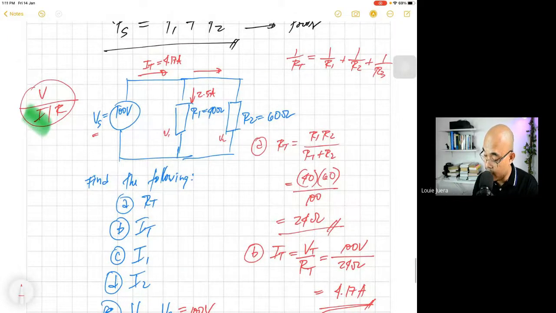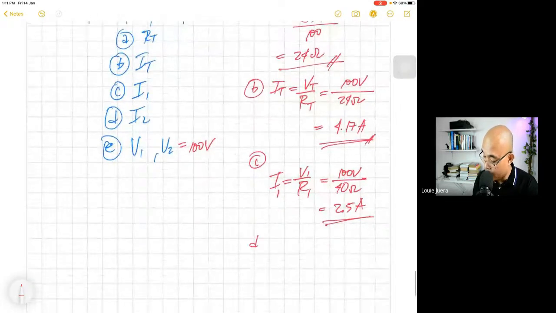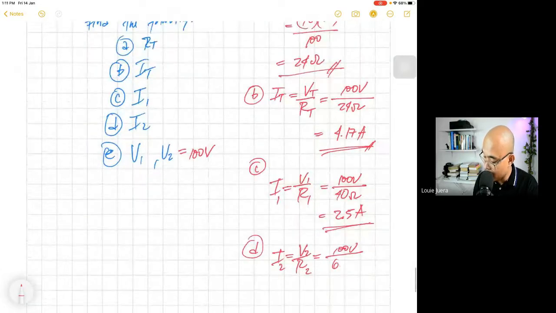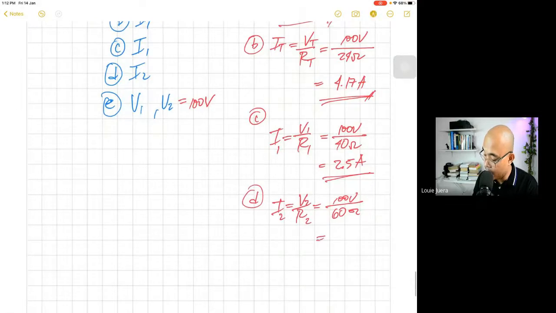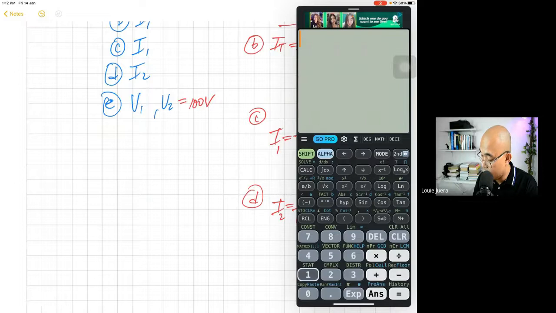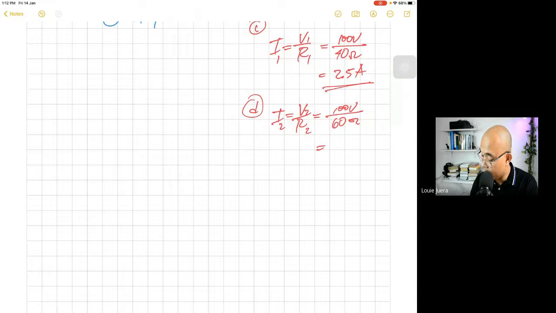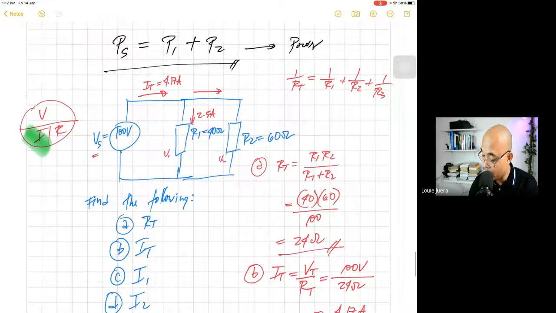Now we just have to find the I2. The I2 is equal to the same, V = IR, but we are interested in finding the 2. So V2, I2, R2. The V2 again is the same because this is connected in parallel. So 100 volts divided by R2, which in this case is 60 ohms. Again, use your calculator: 100 divided by 60, so that is 1.67 amperes.